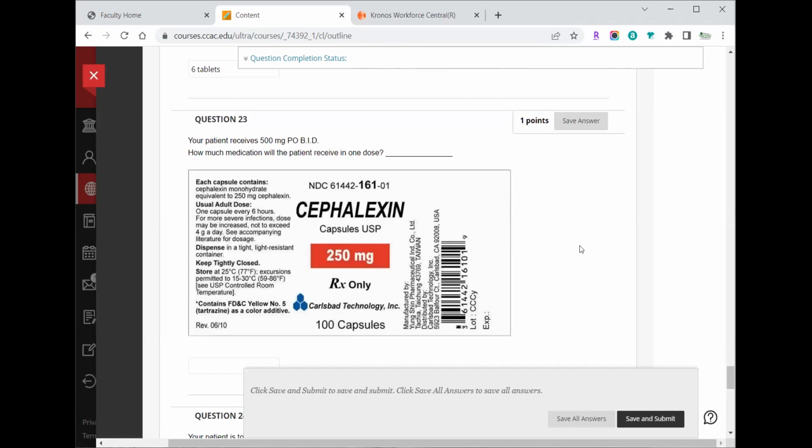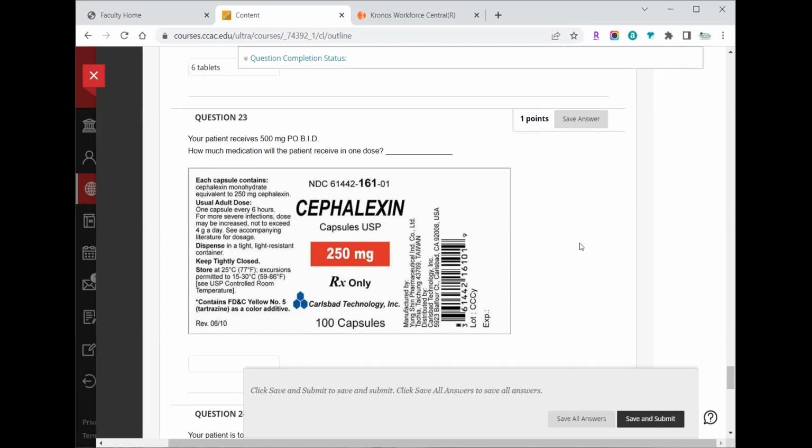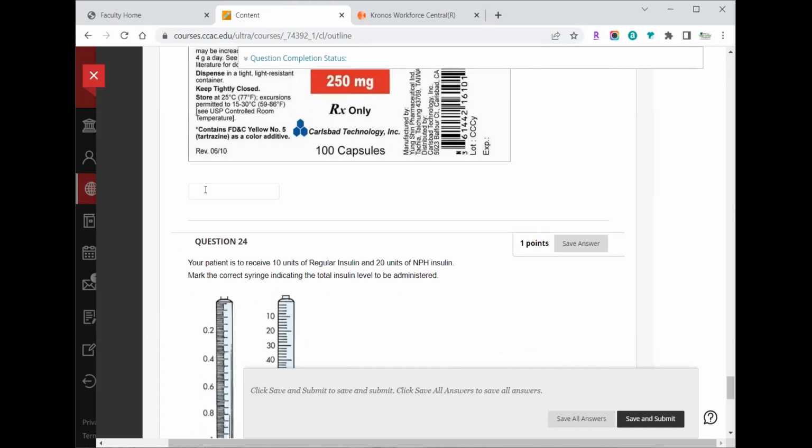All right. 500 milligrams by mouth, BID. Okay. And we have an order, it didn't even tell us the drug, so we're hoping that it's the cephalexin. And it's just how many capsules. Okay. So 250 milligrams per capsule, 500 milligrams is the order. We're just going to put an answer there of 2 capsules.